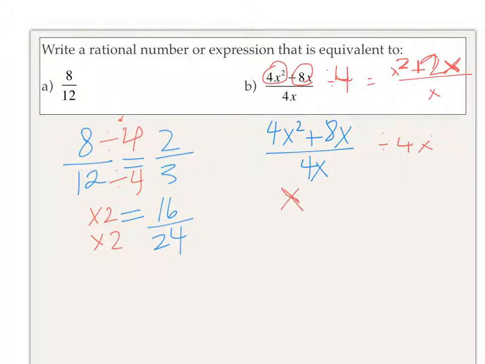What would that be? 2. 4x divided by 4x is 1. Okay, so that's like x plus 2 over 1. Okay, so these are both equivalent expressions. And x plus 2 over 1 is just x plus 2.